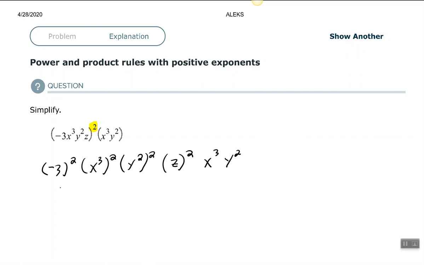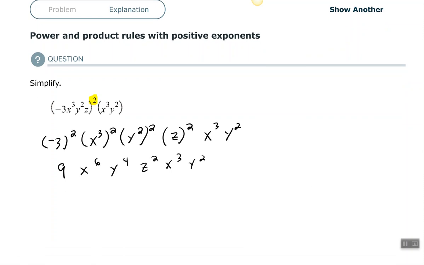All right, so negative 3 squared is positive 9. Power to a power, multiply the exponents. Power to a power, multiply the exponents. Okay. So once you have all of your power to a power done, then you want to find the like bases and add the exponents. And if you need to rearrange it, that's fine.